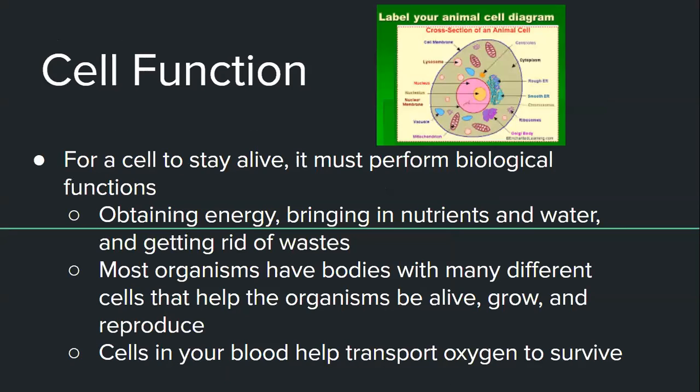For example, cells in your circulatory system move blood around your body. This blood provides you with fresh oxygen and removes the waste product carbon dioxide. Cells in your heart pump blood to every part of you.